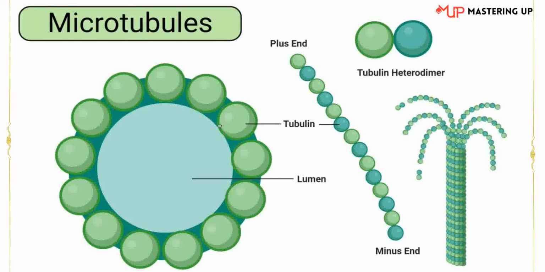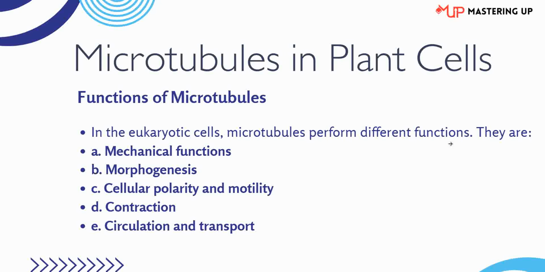So, in summary, the structural properties of microtubules: tubulin dimers, polarity, and dynamic instability are what make them so versatile and indispensable to plant cells. Move on to the next slide, which is about the function of microtubules.